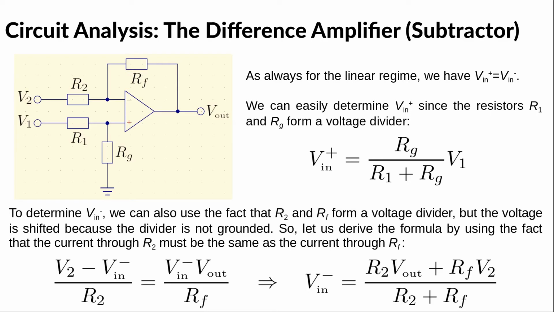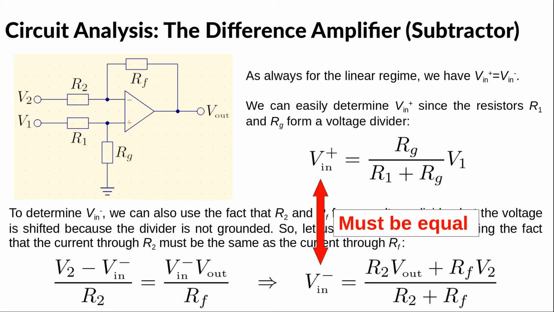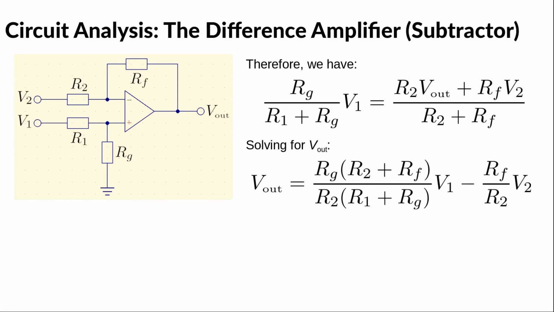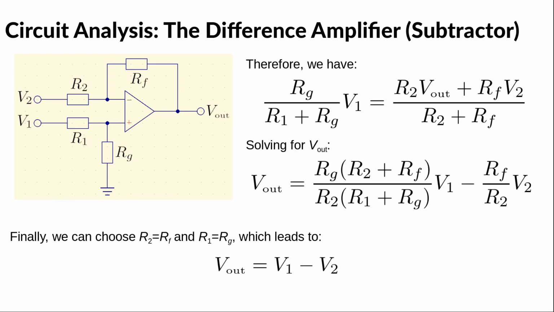However, the voltage divider formed by R2 and Rf is not grounded, so the formula for it needs to be generalized. We can do this by writing that the current through R2 must be equal to the current through Rf. We can then solve for Vin minus. Writing the equality between Vin plus and Vin minus leads to this equation, which we can solve for Vout, giving the general solution of the circuit. In order to obtain what we want, all we have to do is to choose R2 equals Rf and R1 equals Rg.